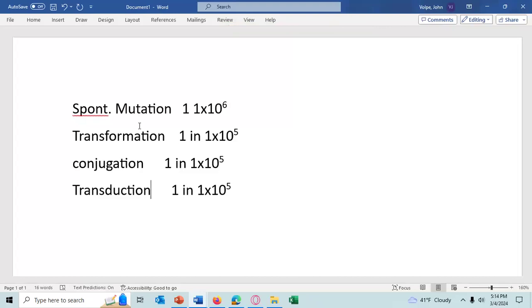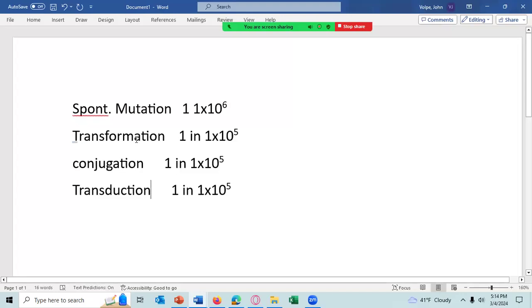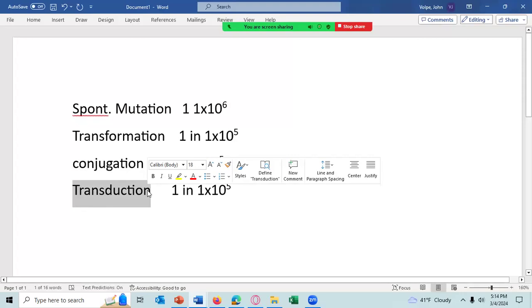Transformation doesn't really happen in human cells. Conjugation doesn't happen either, although we have sexual reproduction, which is somewhat similar, but obviously very different than conjugation. And in transduction, in our germline cells, transduction does not happen, at least very often, where a virus picks up a gene and then inserts it into a germline cell.